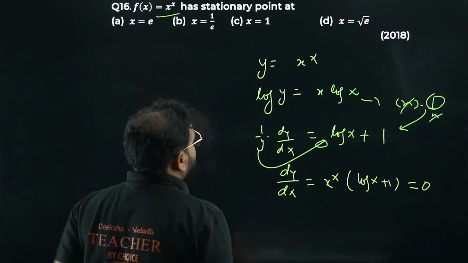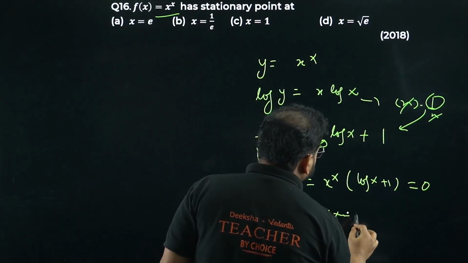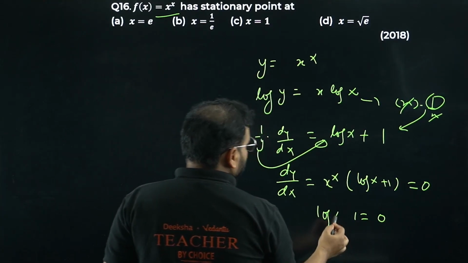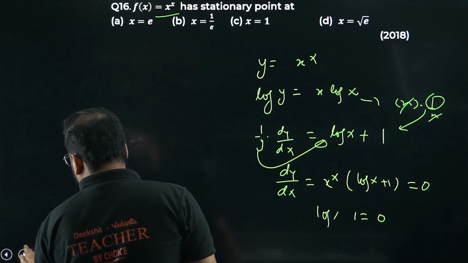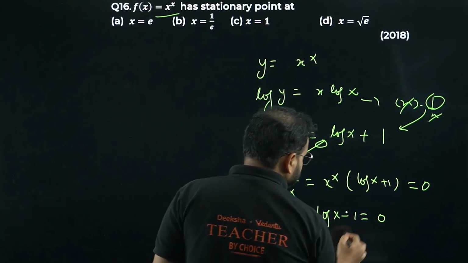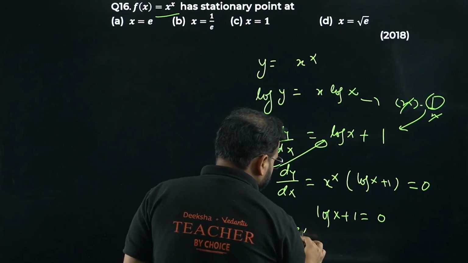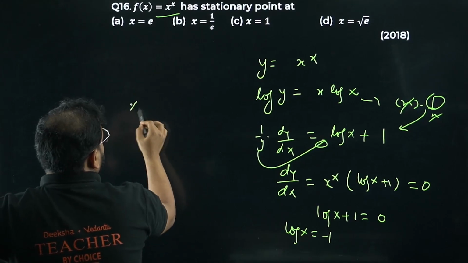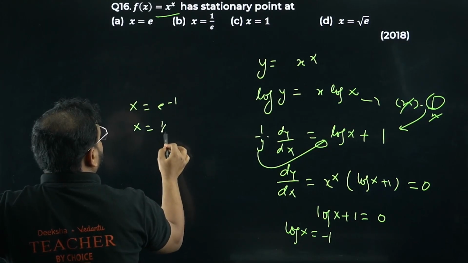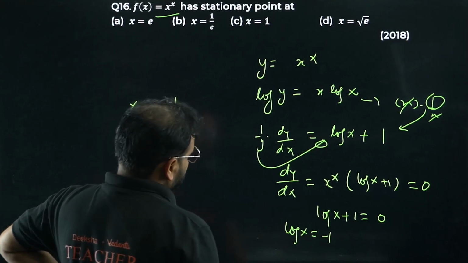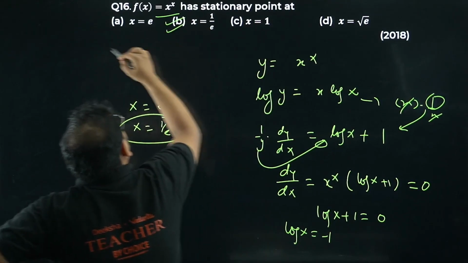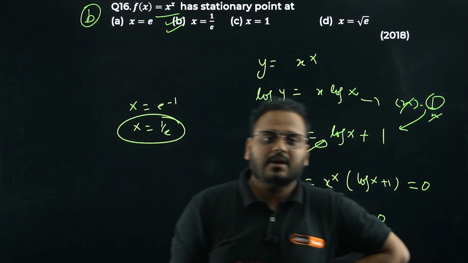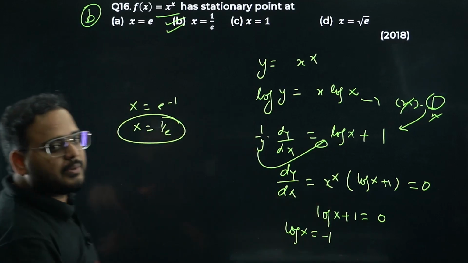Basically, the stationary point, we get log of x plus 1 equal to 0. From here I get log of x equals minus 1. Now take e on both sides, we get x equals e power minus 1. It means x equals 1 by e. Option B looks good. Again, if I'm getting any option wrong, let me know in the comment section, and I'll cross check that part. 16th, option B is correct.